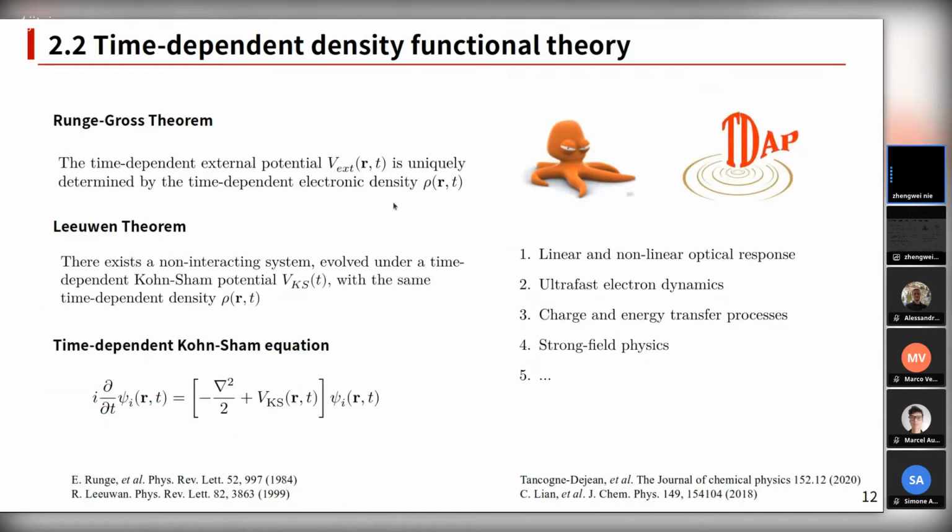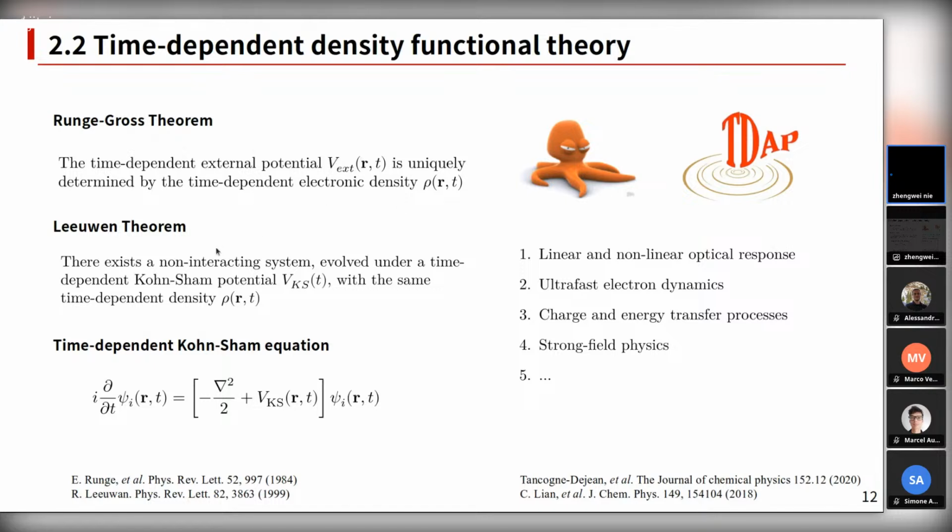Although density functional theory is very efficient, it still has some limitations. For example, it cannot study systems out of the ground state. So in 1984, Runge and Gross came up with the Runge-Gross theorem. It says that there is a one-to-one correspondence between the charge density rho and the external field V.